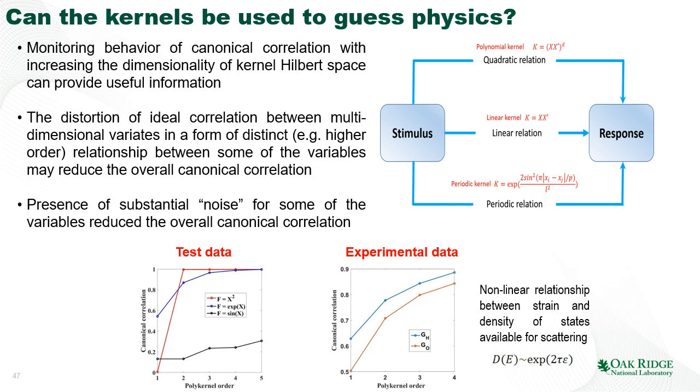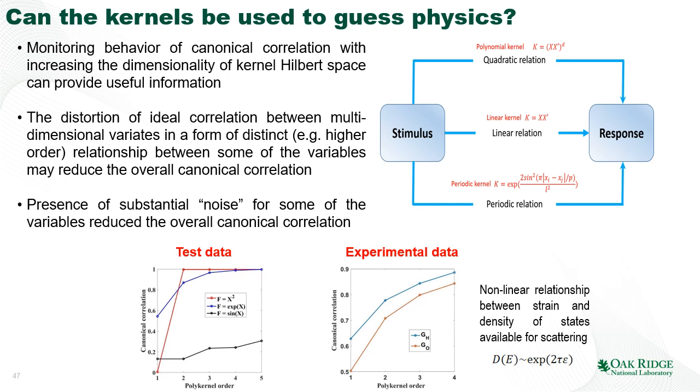Let's make a test example where we take test data which has a quadratic relationship between the stimulus and response. Then we try to analyze this data using the polynomial kernel, the linear kernel, and the periodic kernel. You can see that if we have quadratic data and a linear relationship, then our canonical correlation is zero. If the points are distributed on a circle, the linear relationship between them shows that they are not correlated.